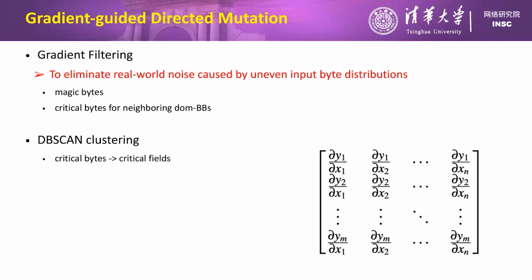In the gradient-guided directed mutation step, we develop a gradient filtering technique which helps us to eliminate real-world noise caused by uneven input byte distributions, including large gradients for magic bytes in the file format and critical bytes for neighboring non-BBs. And then we use a DBSCAN clustering algorithm to group critical bytes into critical fields for better mutation effectiveness.